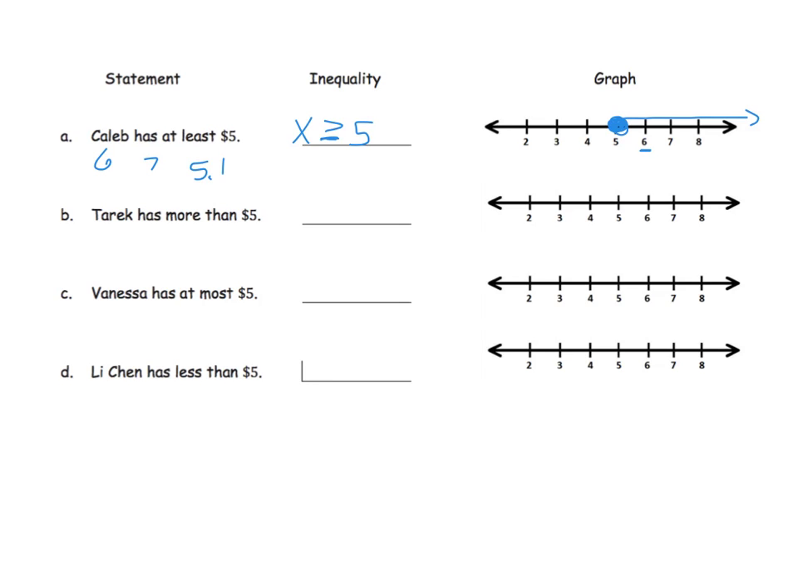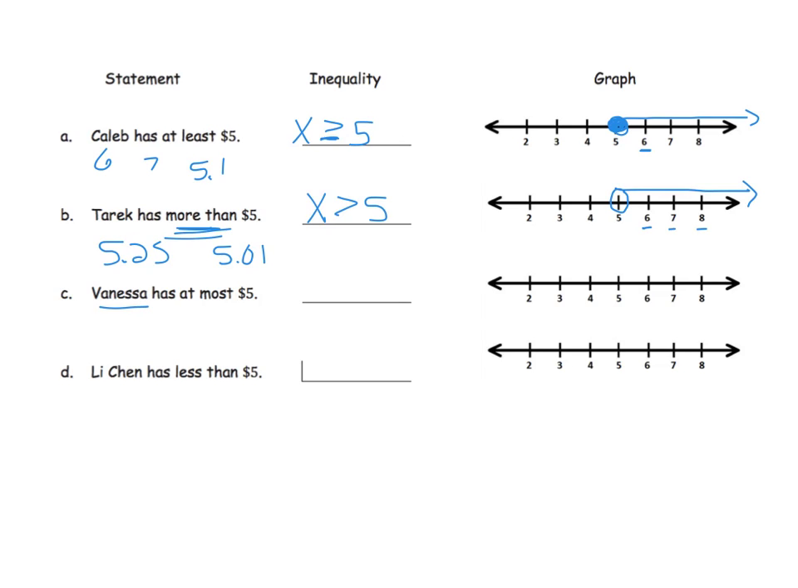Tarek has more than $5. So what could that be? Well, more than, it could be 6, it could be 7, it could be 8, it could be 5.25, it could be $5.01. Could it be 5 exactly? No, because it's more than. So it's going to be like this. Because we don't want to show that it includes 5, but because it could be $5.01, we're going to circle this but leave it open. That lets the reader of the graph know that it's not a data point itself, but anything above it is. So it's not included in the solution.